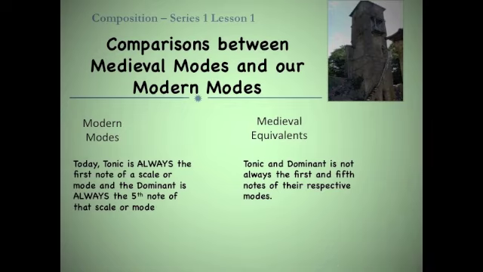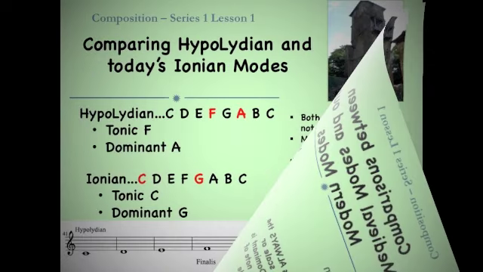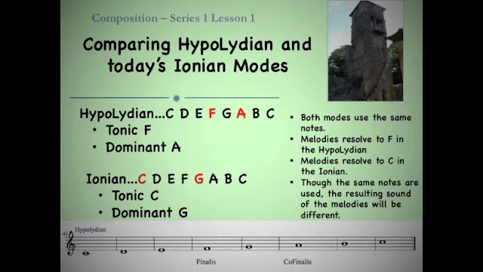Tonic is always 1, the first note of each scale, and the dominant is always the 5th degree of that scale. So if we were doing C Ionian, C, D, E, F, G, A, B, C, the tonic would be C, and the dominant would be G. But that scale in the medieval times, which was called the Hypolydian, let me go back here. The Hypolydian scale, same notes, C, D, E, F, G, A, B, C, but its tonic was F and the dominant was A. It's going to sound different.